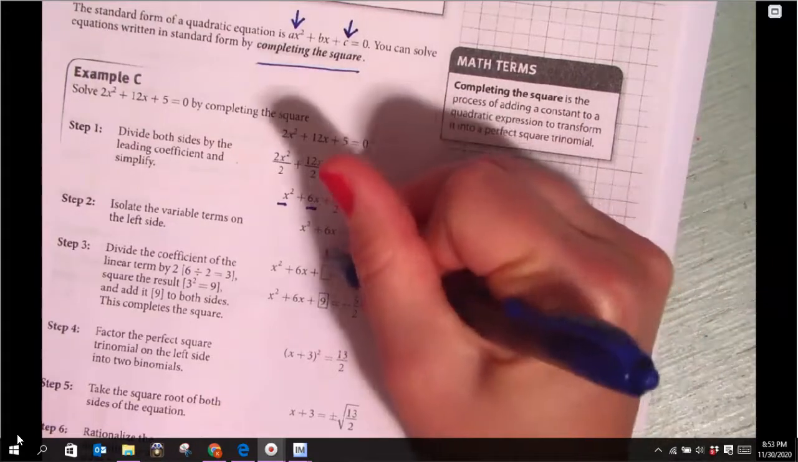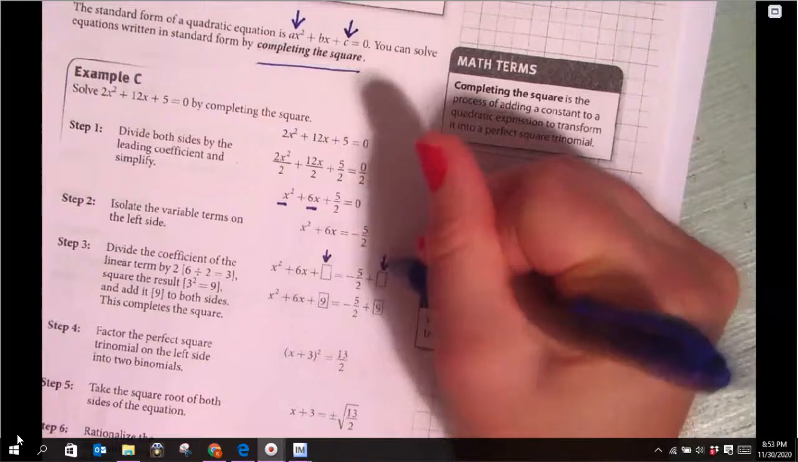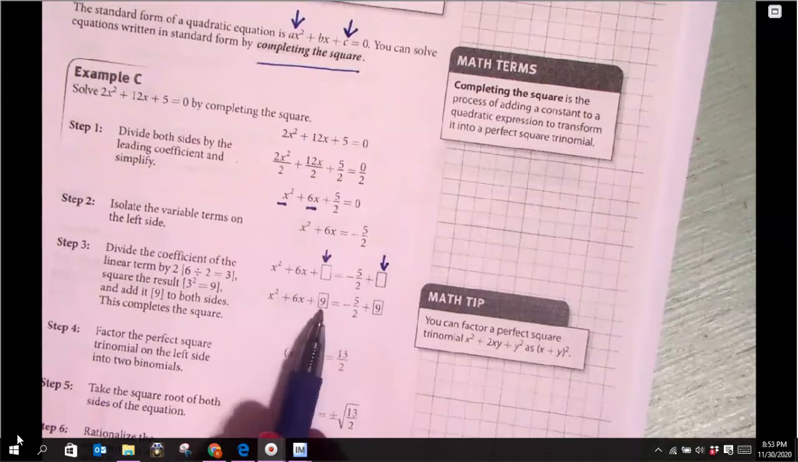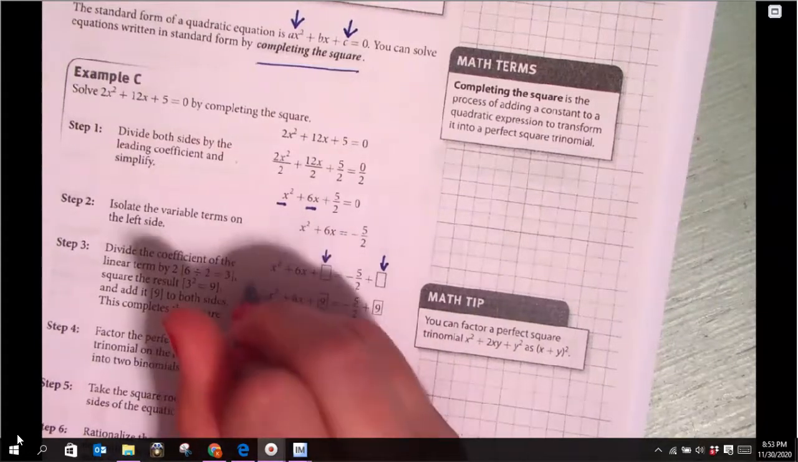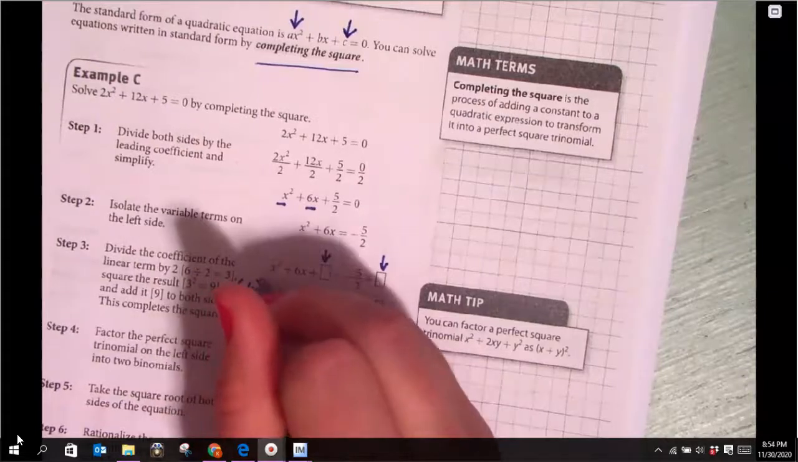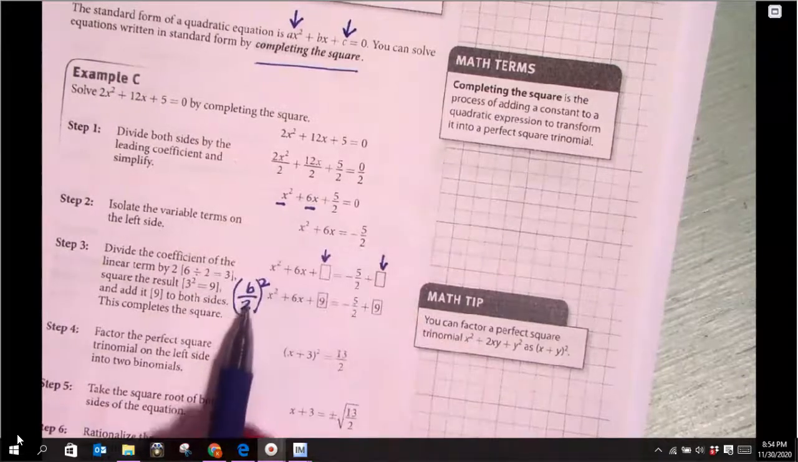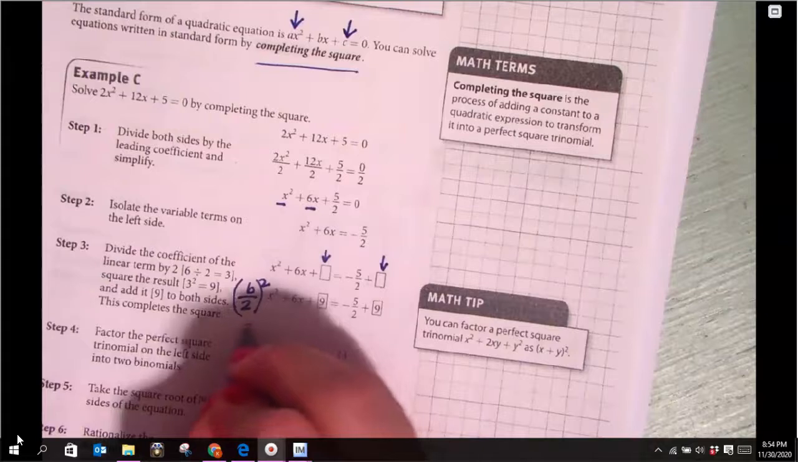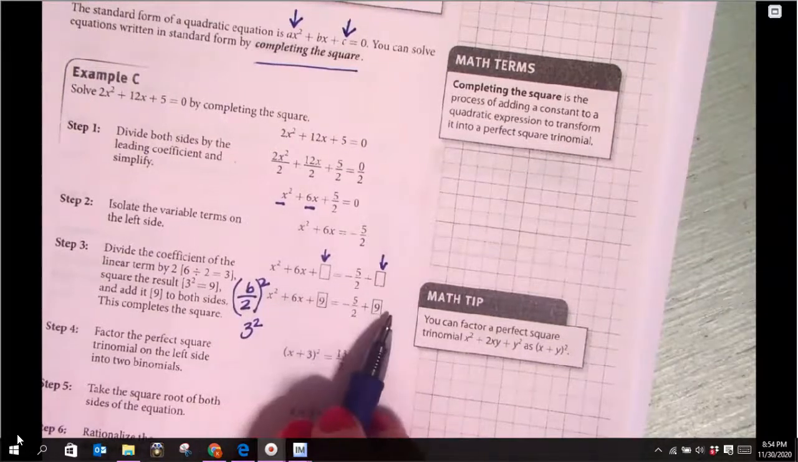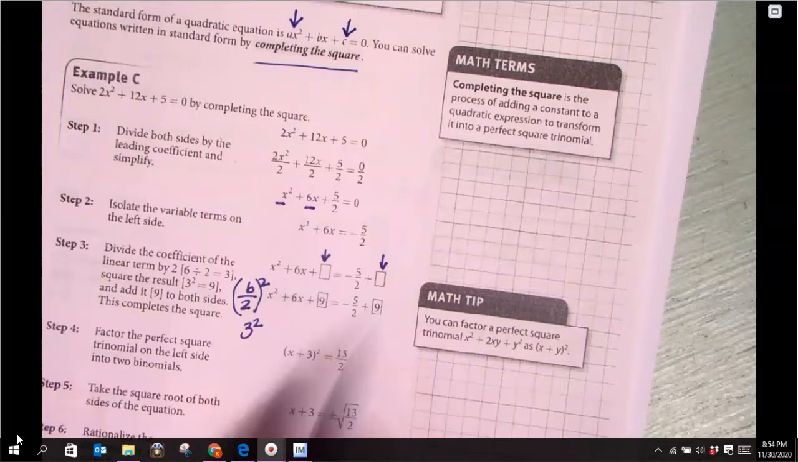Then you insert a box on both sides, because whatever you do to one side of the equation, you have to do to the other. Now, to get what goes in the box, you take b, divide by 2, and then square it. So 6 divided by 2 is 3. 3 squared is 9, and that's what goes in both boxes. Whatever you do to one side, you do to the other.